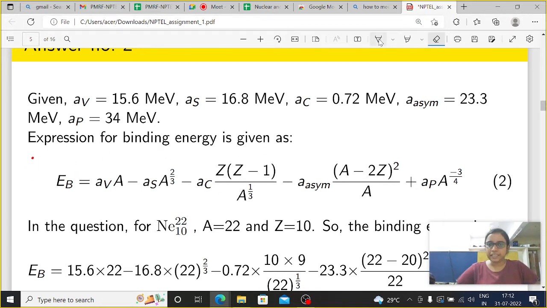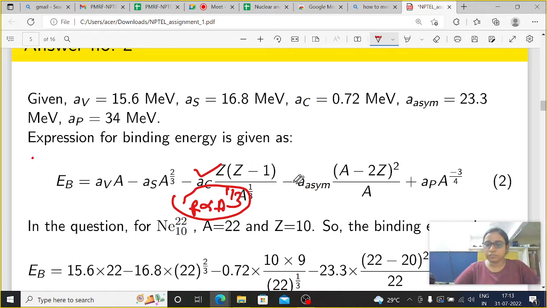The third term is AC Z into Z minus 1 divided by A to the power 1 by 3. This term is basically coming from the Coulombic term. For the Coulombic term, as we already know, the expression will be something divided by R, like Q into Q divided by R. So R is proportional to A to the power 1 by 3. That's why in AC Z into Z minus 1 divided by A to the power 1 by 3, we have that expression.